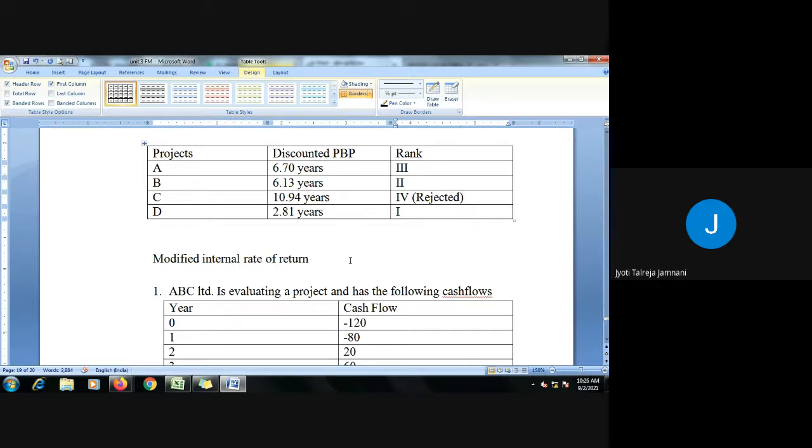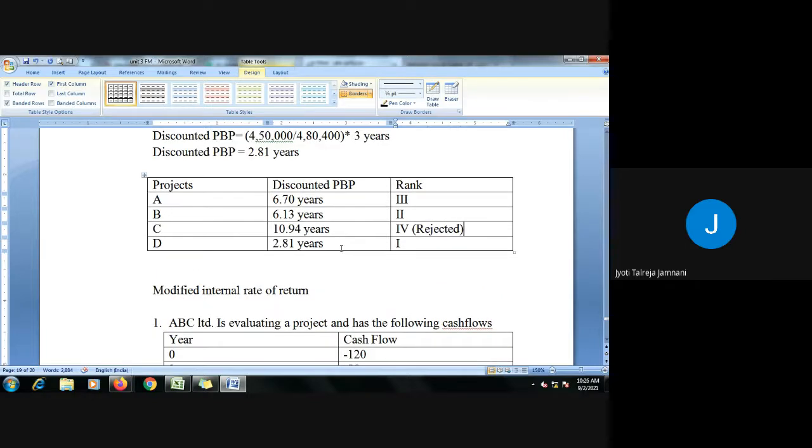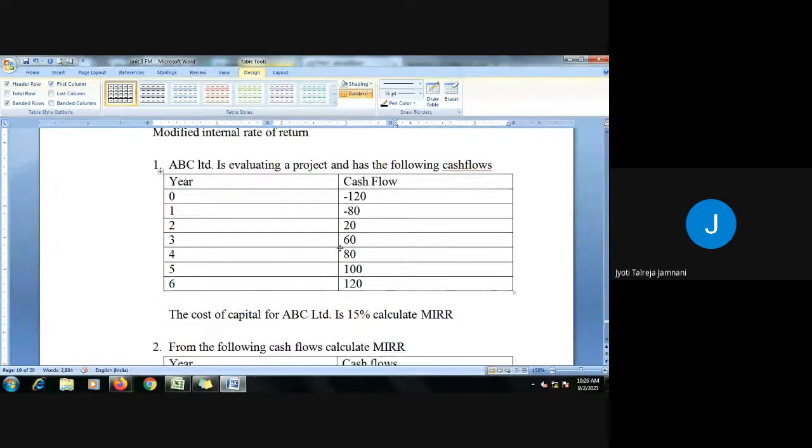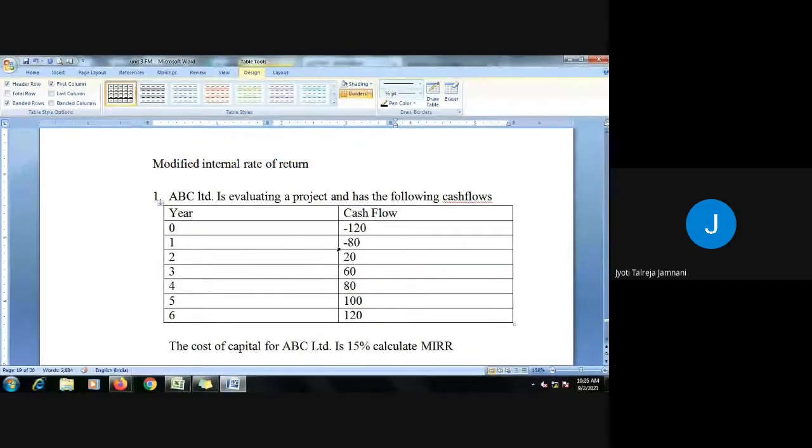So this was about discounted payback period if annuity is given, and how to do it when the normal series of cash flow is given, I've already taught you in my previous class. So today let us start with the last discounting technique, that is modified internal rate of return. I first started with NPV, then we did IRR, then profitability index and discounted payback period. This is the fifth discounting technique, modified internal rate of return. After this, we will start with our non-discounting techniques. There are two non-discounting techniques, accounting rate of return and payback period.